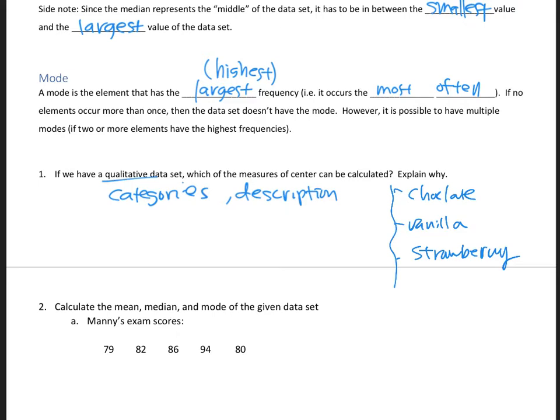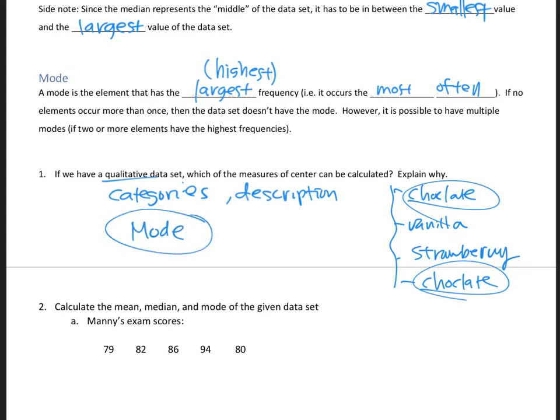Same for the median. You're supposed to arrange it in increasing order. Well, what's the smallest flavor? I don't even know if that makes sense, right? But let's say there's another chocolate. So I cannot do median, I cannot do mean, but if I have to find the mode for this one, I add it under chocolate, so they have two chocolates. So that's the one that happens most often. So here, only the mode is possible. I can't do mean and the median.